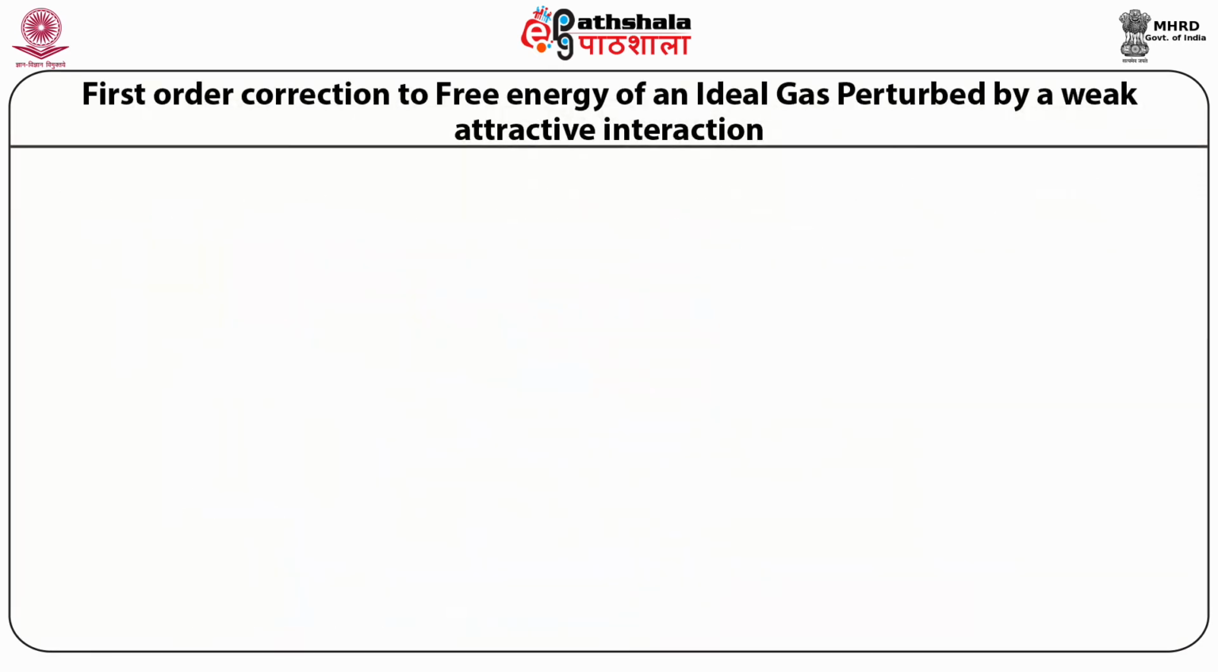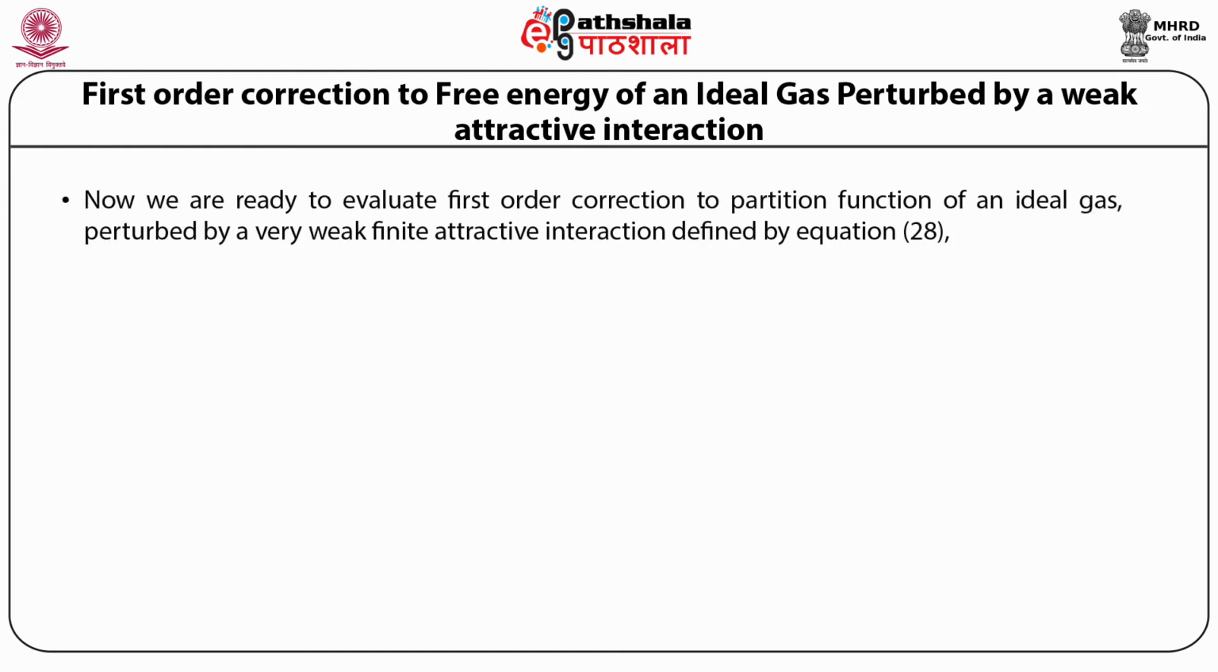First order correction to free energy of an ideal gas perturbed by a weak attractive interaction. Now we are ready to evaluate the first order correction to the partition function of an ideal gas perturbed by a very weak finite attractive interaction defined by equation 28.